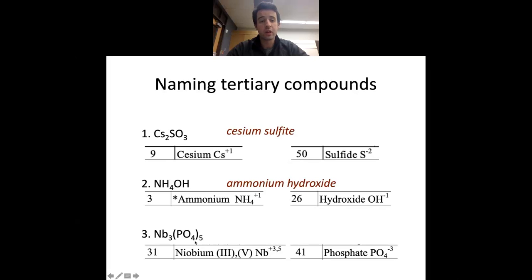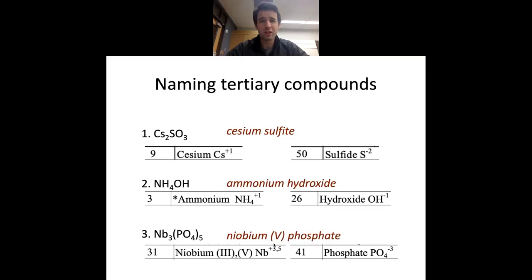Again, really straightforward. This third one is going to be a little bit more difficult because we have to figure out, do we use the 3 or do we use the 5? We know that phosphate in this case is 3 minus, and there's 5 of them. So that means our total negative charge is -15. We're taking 3 minus times the 5 here. So then our positive charge has to be +15. We have 3 niobiums, so +15 divided by 3 gives you +5. So in this case, it's niobium(V) phosphate. That's how we got the answer there.